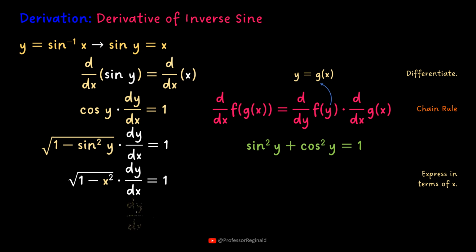Therefore, the derivative with respect to x of the inverse sine of x is equal to 1 all over the square root of quantity 1 minus x squared.